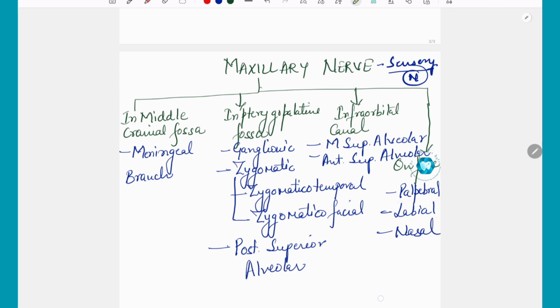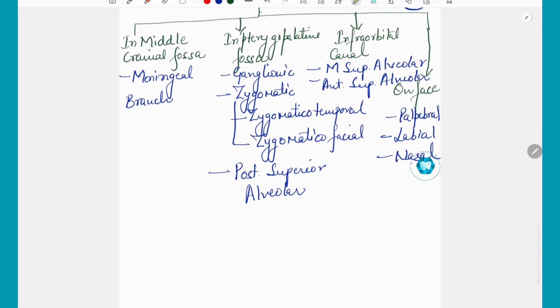This completes the maxillary nerve. We'll discuss about the mandibular nerve in the next session.